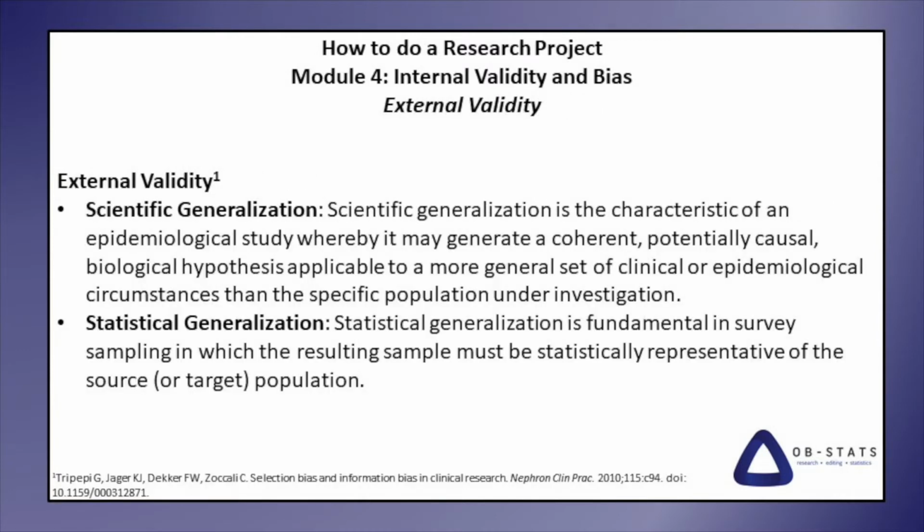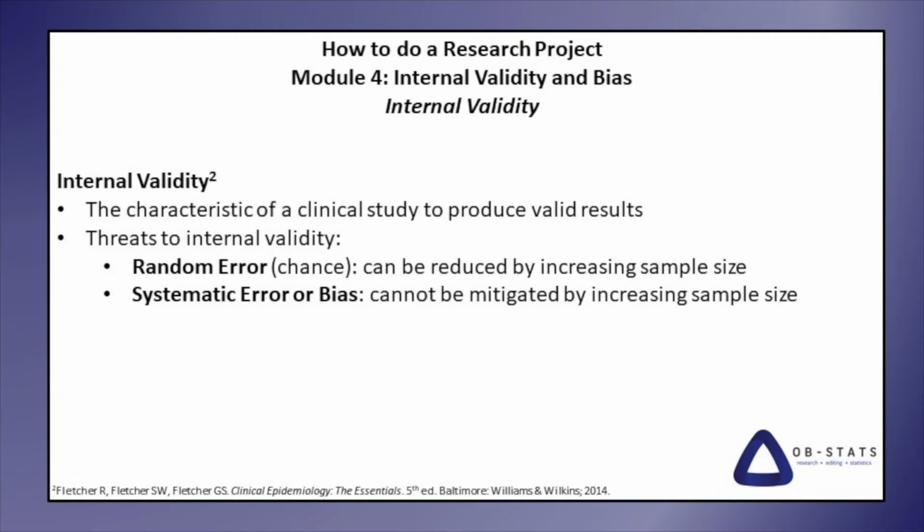There are two critical aspects of external validity. First, scientific generalization is the characteristic of an epidemiological study whereby it may generate a coherent, potentially causal biological hypothesis applicable to a more general set of clinical or epidemiological circumstances than the specific population under investigation. Second, statistical generalization is fundamental in survey sampling in which the resulting sample must be statistically representative of the source or target population. Internal validity is the characteristic of a clinical study to produce valid results.